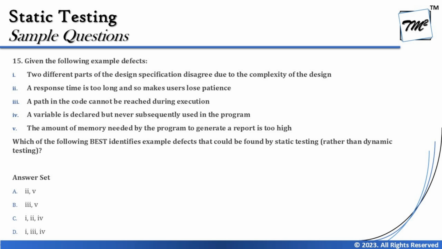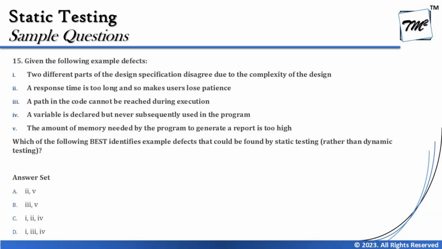The next question we have for you is question number 15, and it says, given the following example defects, which of the following best identifies example defects that could be found by static testing rather than dynamic testing? First of all, correlating things. Of course, in chapter 3 on static testing, we gave you examples of the defects which can be easily found by static testing compared to dynamic testing.